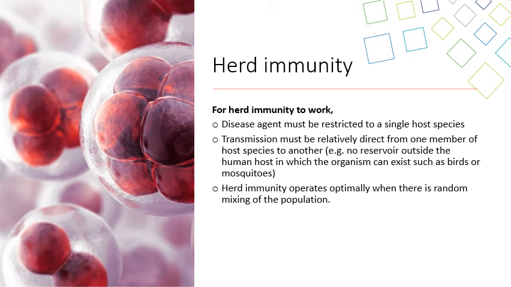For herd immunity to work, certain conditions must hold. The disease agent must be restricted to a single host species, and transmission must be relatively direct from one member of the species to another. And herd immunity operates optimally when there is random mixing of the population.